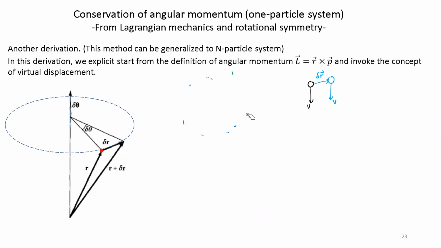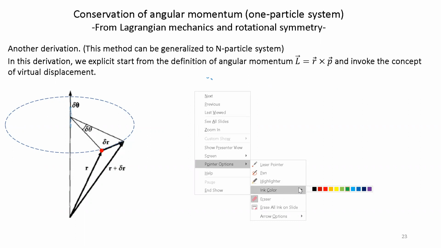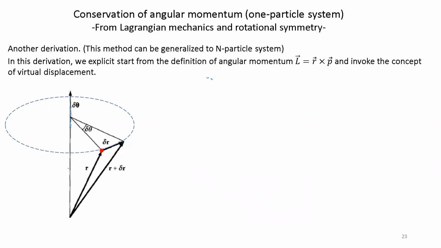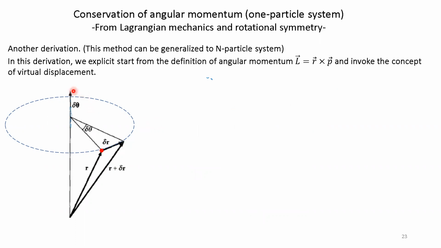So now I have some additional drawing on this slide. What you can see again is my rotation axis, the vertical one. This is the original position, and after the angular virtual displacement, it is somewhere here.